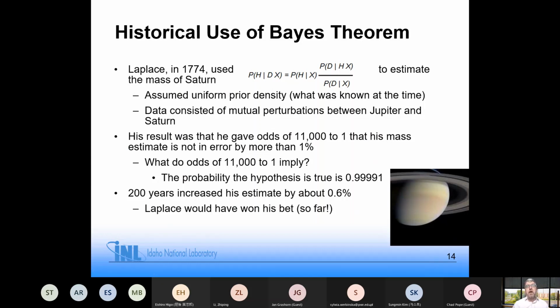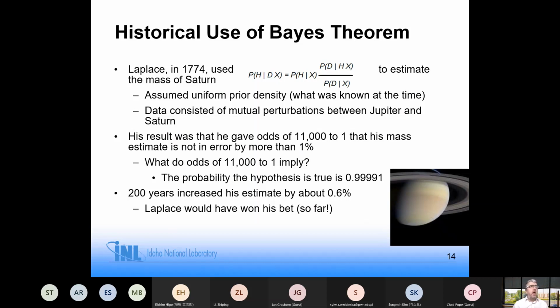Now, they weren't doing PRA in 1774, but they were doing a lot of science. And science is very similar in the sense of we have a process, we have operational data related to that process, we have models related to a process. How do we take what we know, combine that with the models and the data?